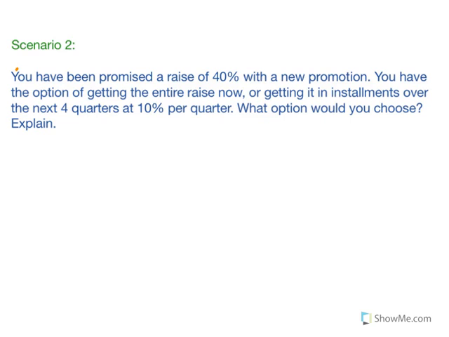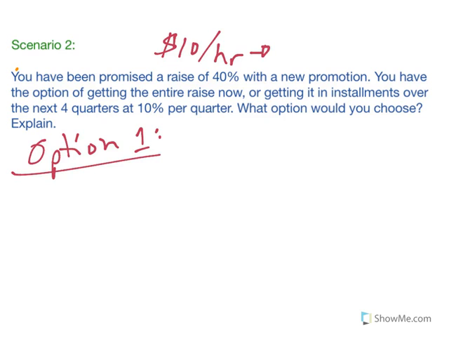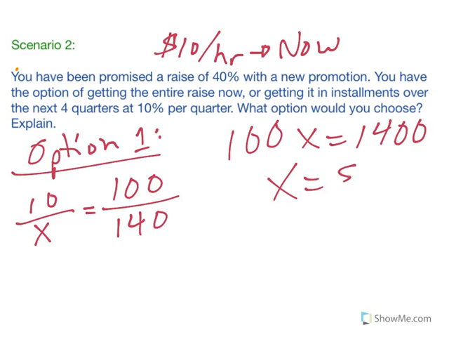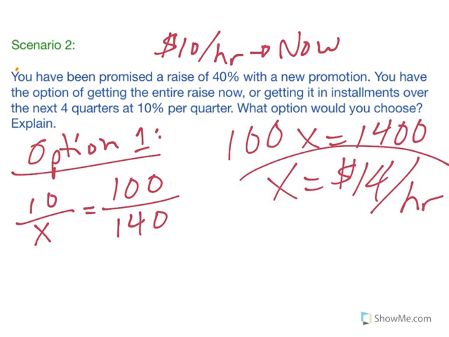We're going to talk about option 1 first, which is all at once. And it's hard to just think about this without actually doing the math. So I'm going to pretend that I make $10 an hour right now. That's now. So if I get a 40% increase, let's think about this. I was making $10 an hour. That was 100%. A 40% increase would make that 140. So when I cross multiply, I get 100x equals 1,400. So I am now making $14 an hour with my increase, and that starts now. That's not bad at all.